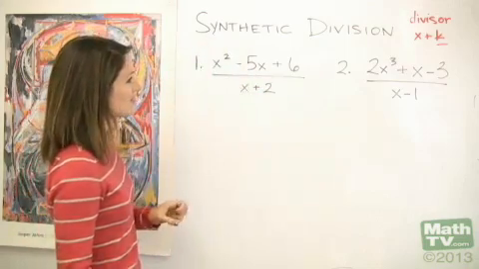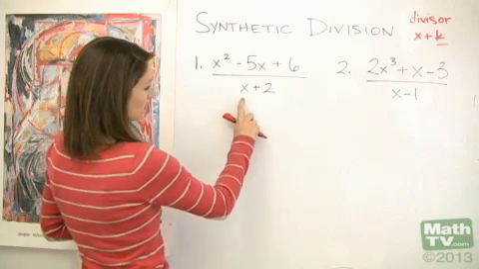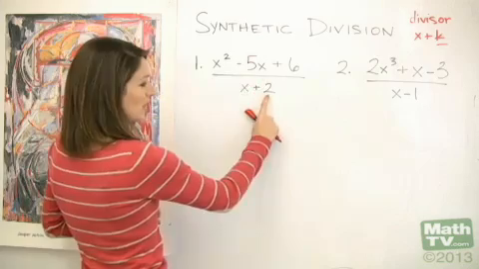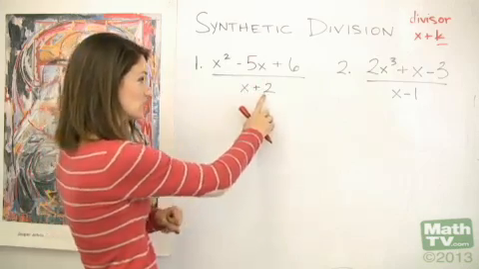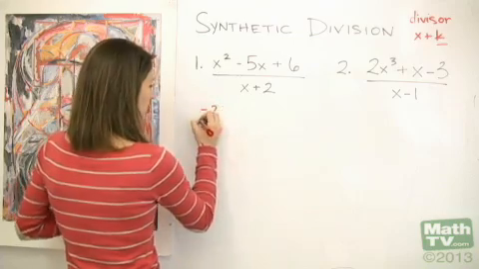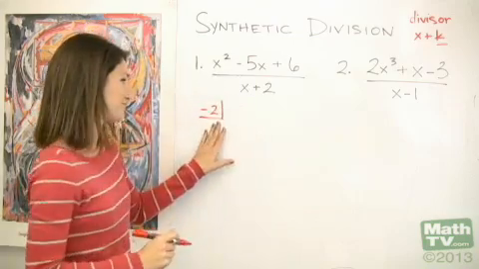So in order to use synthetic division, we first take a look at our divisor. We look at the constant term here, which is 2, and we change the sign. So we're going to change 2 to negative 2, and we write it in the upper left corner in a bracket.